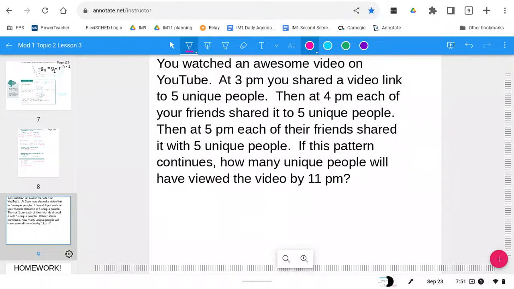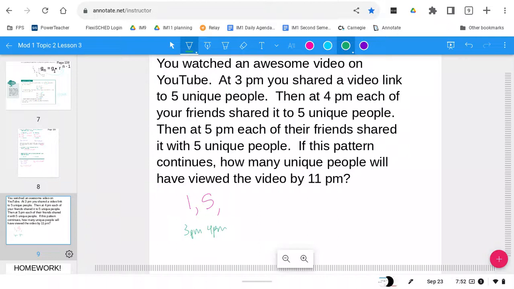Okay, so last but not least, it says you watched an awesome video on YouTube. At 3 p.m., you shared a video link to 5 unique people. Then at 4 p.m., each of your friends shared it to 5 unique people. Then at 5 p.m., each of their friends shared it to 5 unique people. If this pattern continues, how many unique people will have viewed the video at 11 p.m.? So you watched an awesome video on YouTube. At 3 p.m., you shared. So you start with 1, and you shared it to 5 people. Then at 4 p.m., so this was at 3 p.m., this is 4 p.m.